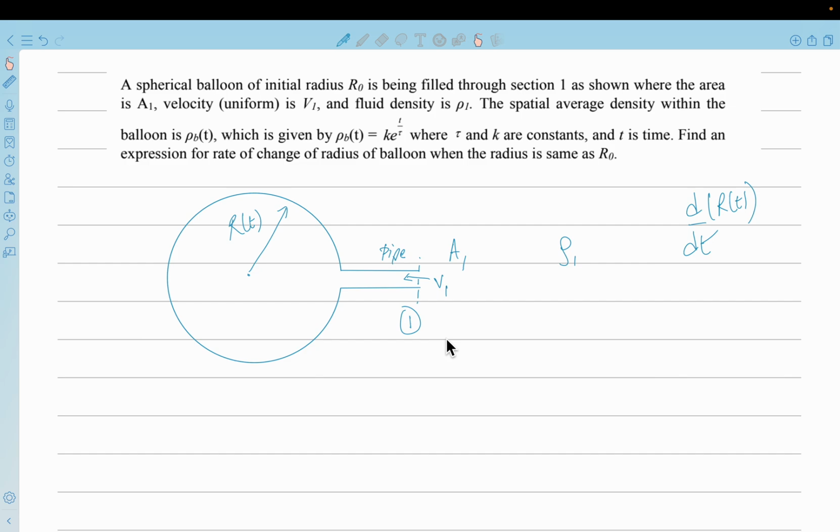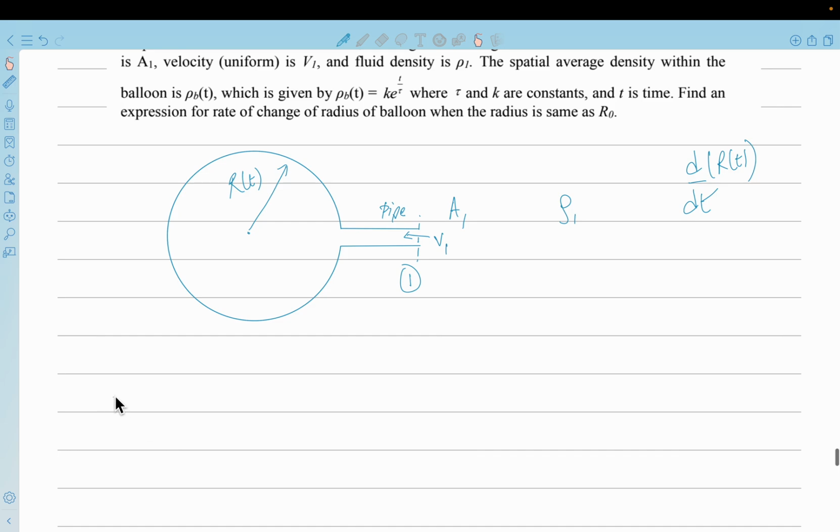Now what quantity do we conserve in our Reynolds transport theorem? Again, mass conservation, because whatever fluid you are blowing in from section 1 has to go into this balloon and has to stay there, right? So we are going to do mass conservation. Again, dm by dt is 0, and what did we have on the right hand side? We have dou by dou t of the volume integral of density into dV, plus the integral over the control surface of rho v dot dA.